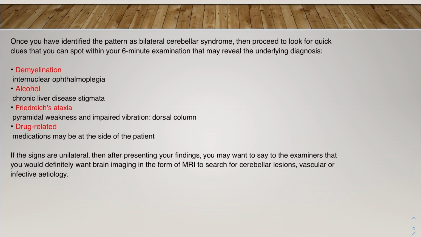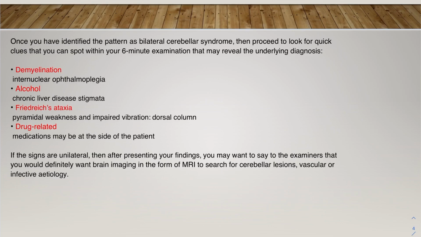Then if the patient has a pyramidal weakness and impaired vibration, meaning that you find dorsal column signs, then we'll be thinking about Friedreich's ataxia. And there are some medicines which can cause cerebellar syndrome, so we will discuss it later. Medication may be at the side of the bed, so it's a very important thing that you inspect the surrounding of the patient and look for any possible clues.